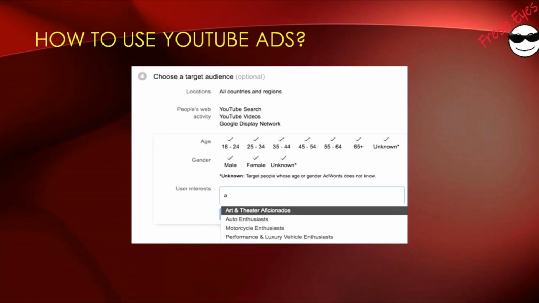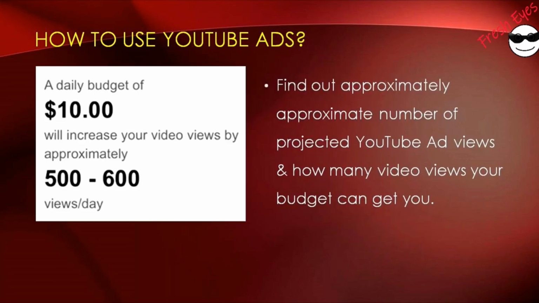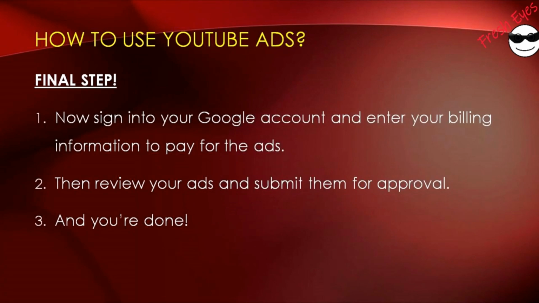Next, you can choose a target audience if you want your ad to be displayed to specific targeted audiences. As you can see, the targeting criteria includes age, gender, web activity, and user interests. As you create your YouTube ad, you can find a small tab on the right side of your page. This is where you can see approximately how many video views that the budget you set will bring to you. And finally, now sign into your Google account and enter your billing information to pay for the ads. Then review your ads and submit them for approval. And you're done. You've now created your own YouTube ads.